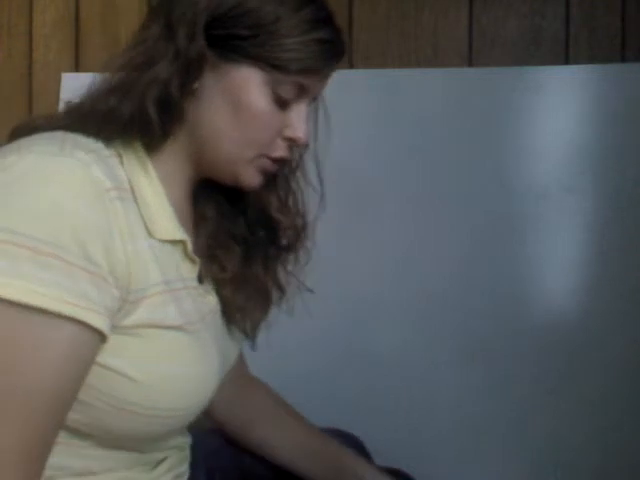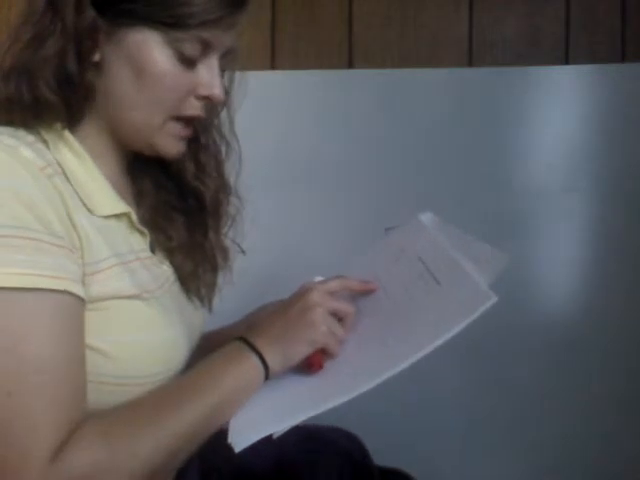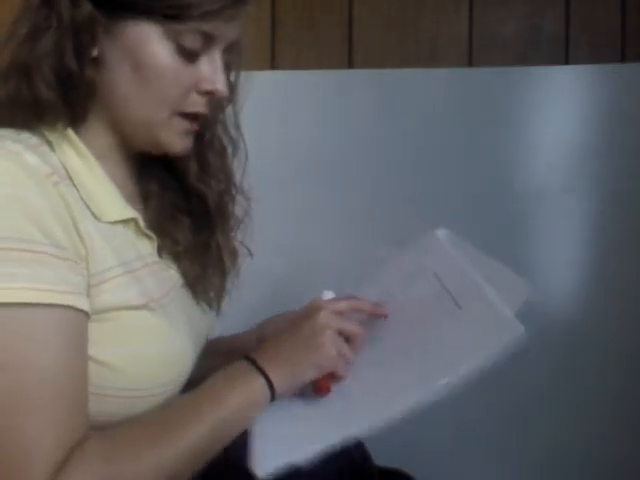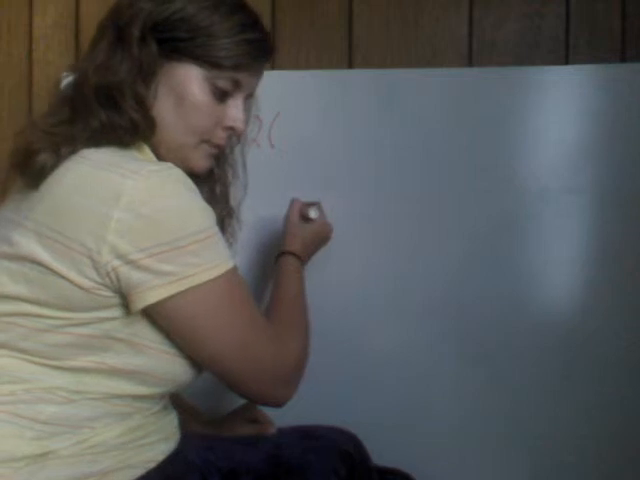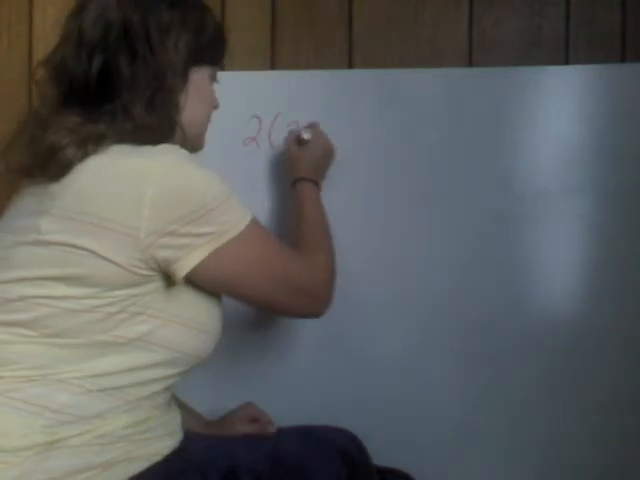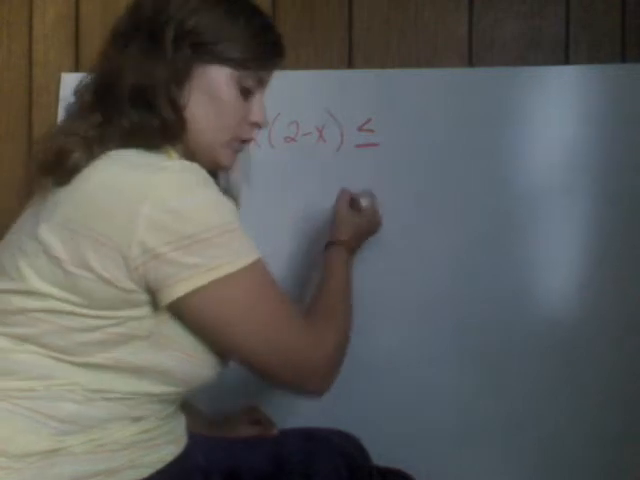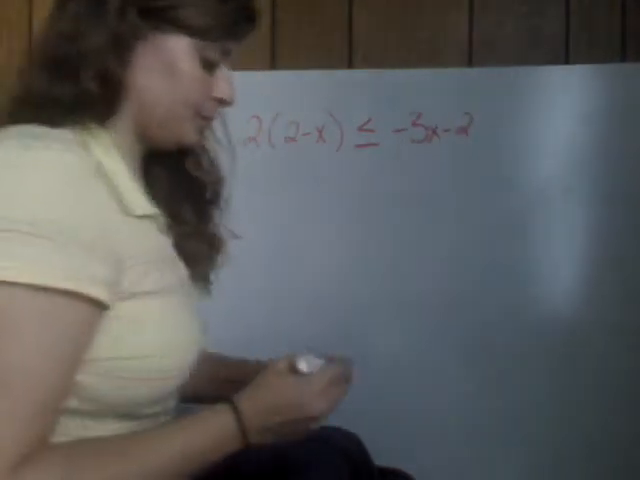Alright, number 2. I've got 2 times the quantity. Anything inside a set of parentheses is the quantity. 2 minus x is less than or equal to negative 3x minus 2. We're solving for x again. So we've got 2 times the quantity 2 minus x is less than or equal to negative 3x minus 2.